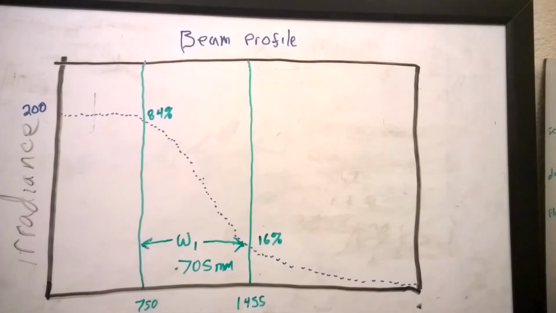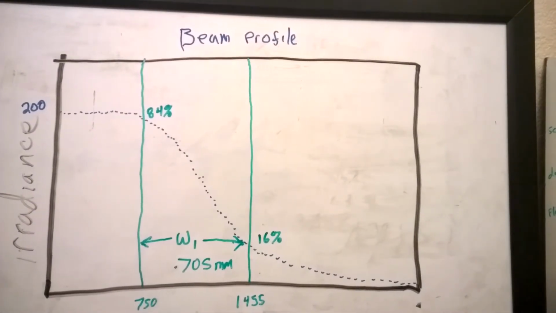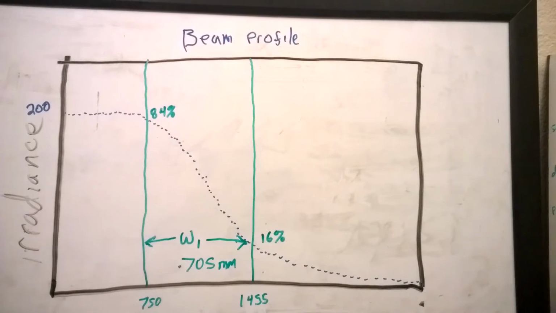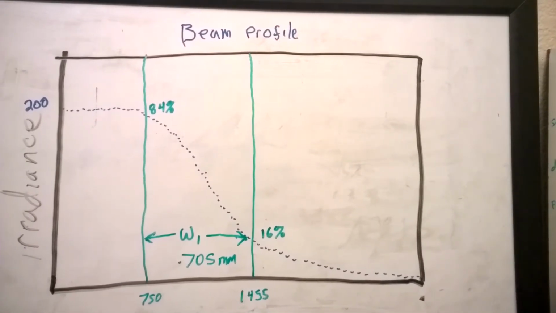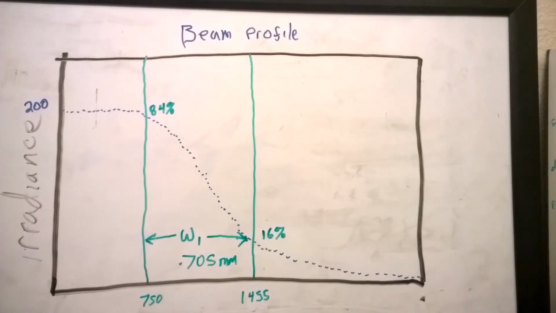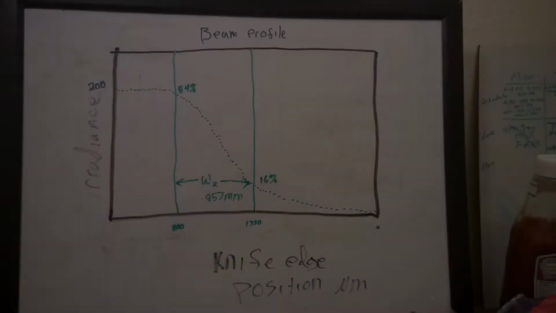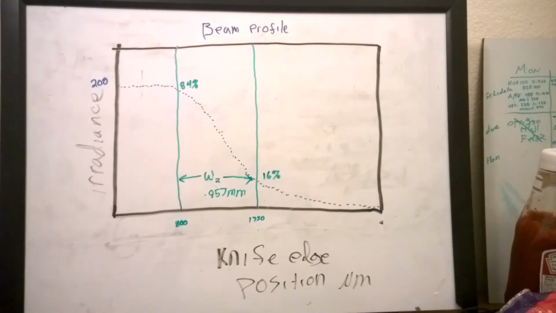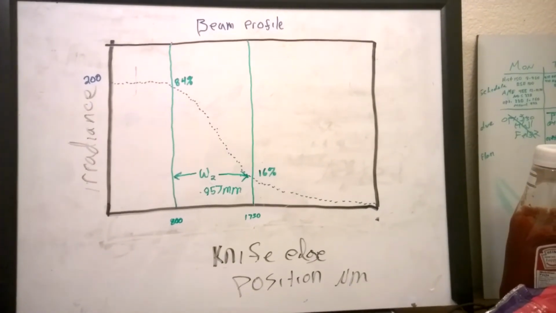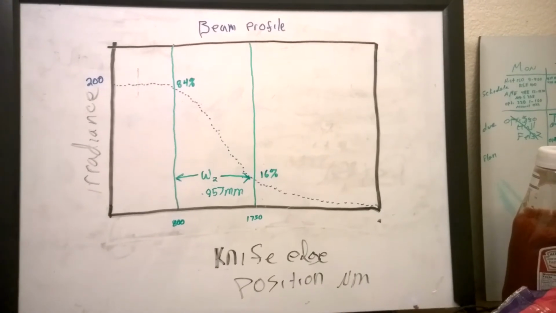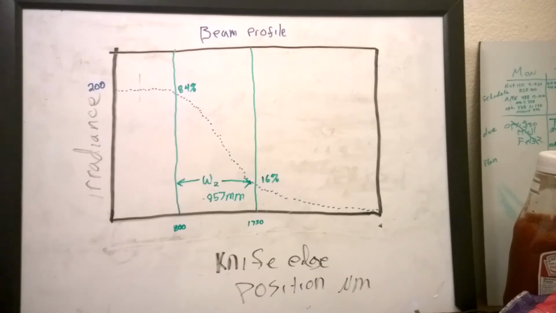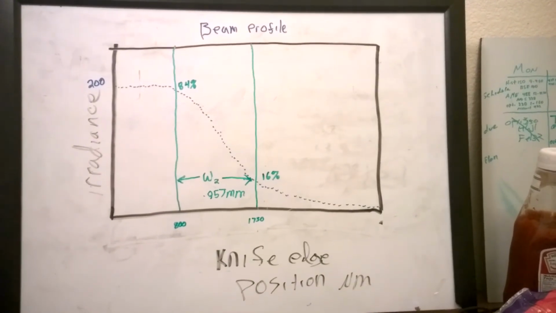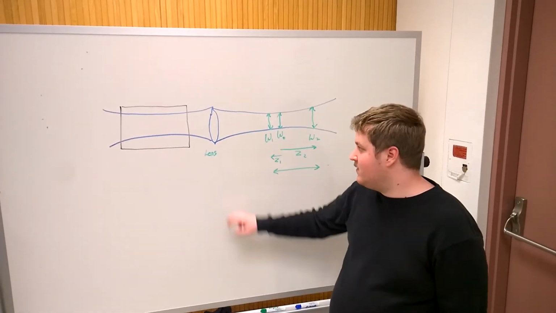And from there, from having delta Z and both W's, we can calculate what the beam waist is. Measuring the beam profile, we were able to calculate the 84% knife edge position and the 16% knife edge position, while these two measurements in between would give us W1, which happens to be 0.705 millimeters. Moving the knife edge forward and recording its new position for delta Z, we needed to measure W2, which we did by measuring the beam profile at 84% and 16% for the knife edge positions and calculating the difference to be W2.